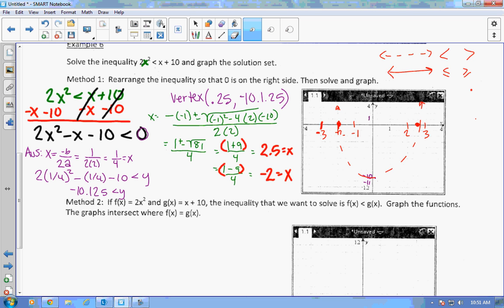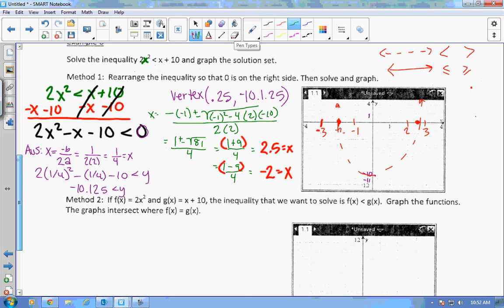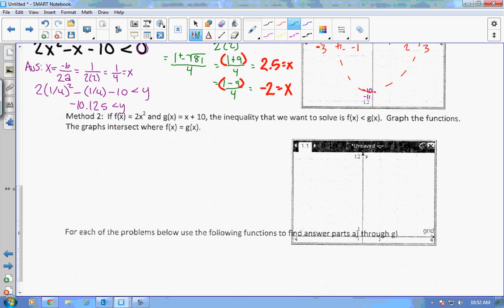We're going to do method 2. Down below on example 6. What? Yeah, we just did method 1, example 6. This is method 2, example 6. This is a lot of what your homework is like.